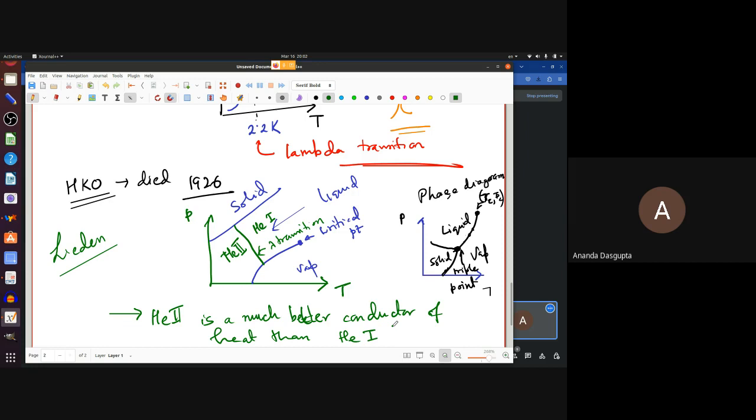And the feature responsible for this is that helium-2, which is what now forms, is a much better conductor of heat than helium-1. But why would that stop the boiling? That's the question. Why would this much better heat conductivity of helium-2 stop the boiling of the helium, which is what Kamerlingh Onnes had seen the same day that he had discovered superconductivity?